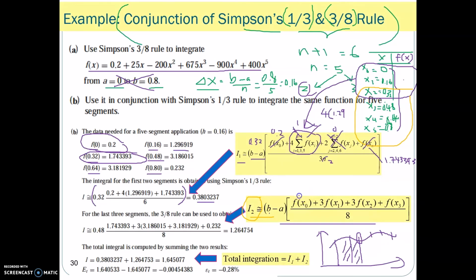Now you want to use the 3/8 rule formula to find the area within these 3 segments. So the width will be from the last point x5 to x2, which is x5 minus x2. So you should have 0.8 minus 0.32. Then you should obtain the answer to be 0.48 here. So this 4 point is referred to here. You need to be careful.